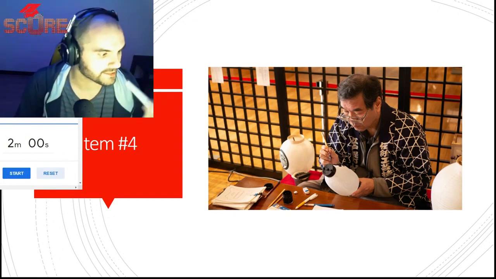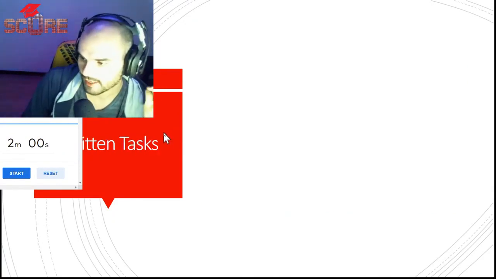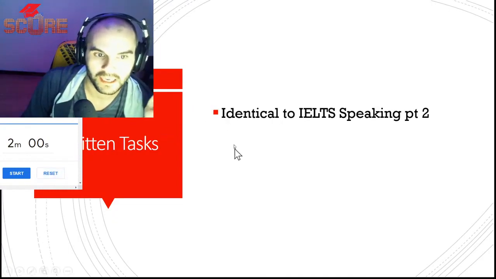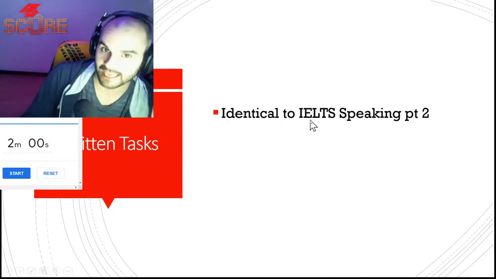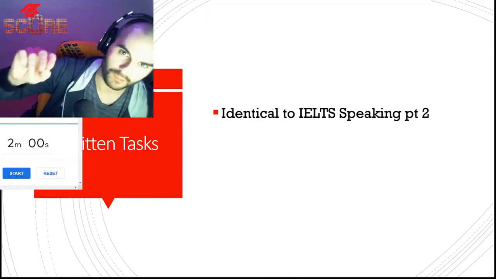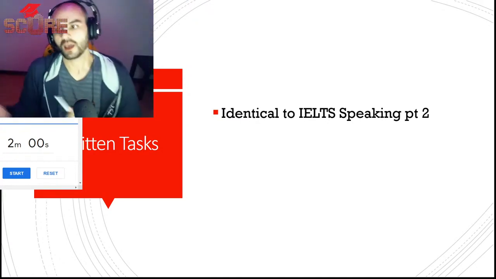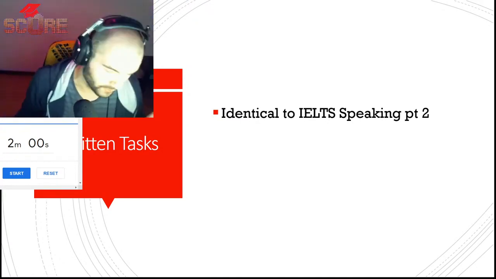The written tasks are basically where you're going to get it like this, okay? They're very, very much the same as speaking part two of IELTS. If anybody's preparing for IELTS and they also want to practice this part, this is it. This is your moment, okay? Pay attention.